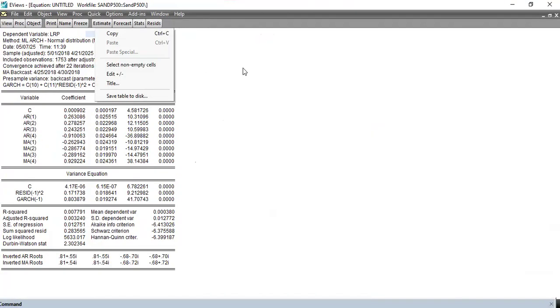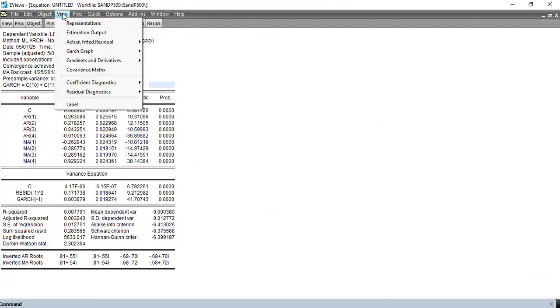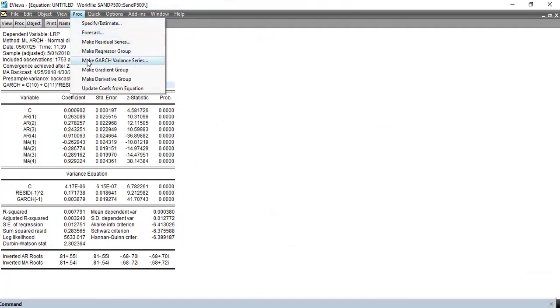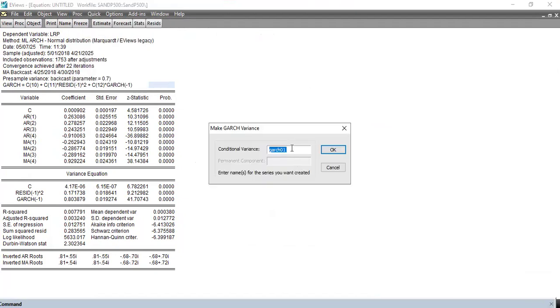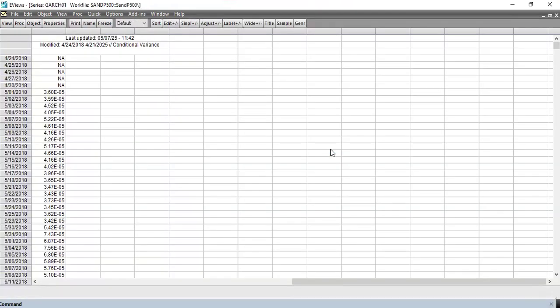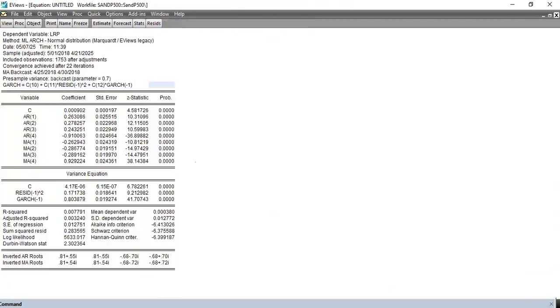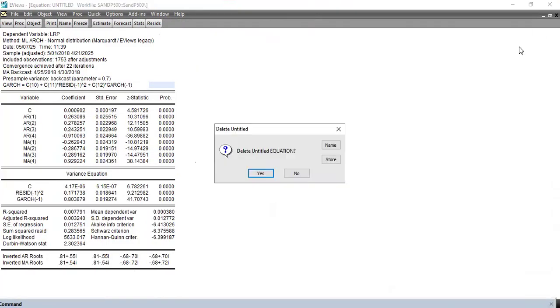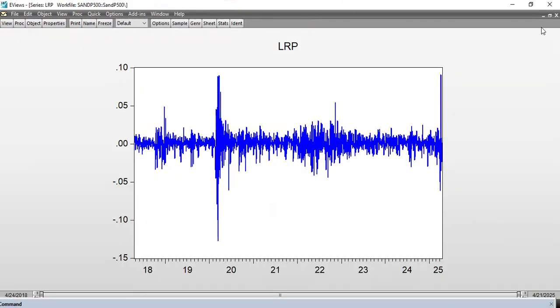Okay, let's go for something else. I am going to make a GARCH variance series. This was GARCH 1-1. I would like to make a GARCH variance series, which is called GARCH01. Now, this is the series and it has already been created here.